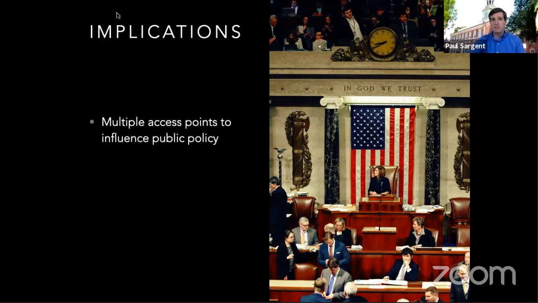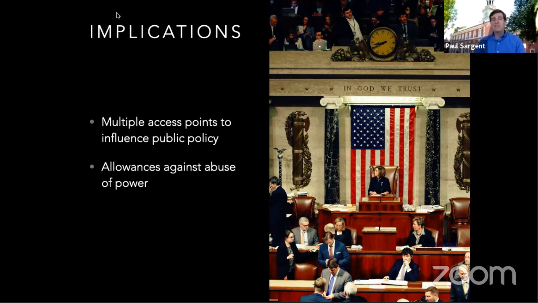So, implications of all of this, okay? What we have now is a government that has multiple access points. In other words, people or groups can try to get their voice heard in the House of Representatives. They can have their voices heard through the judicial system. They can influence the way government agencies carry out policy. There are lots and lots of different ways that public policy, and what we do as a country, can be influenced by individuals and groups.